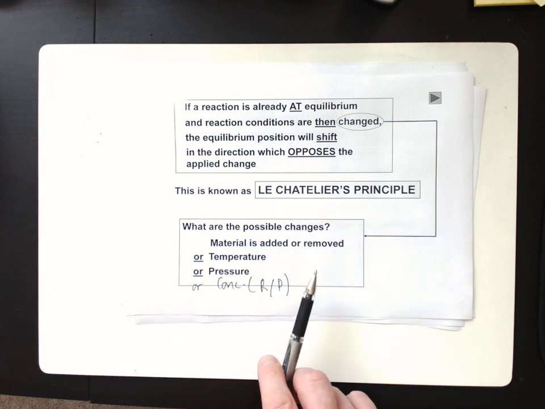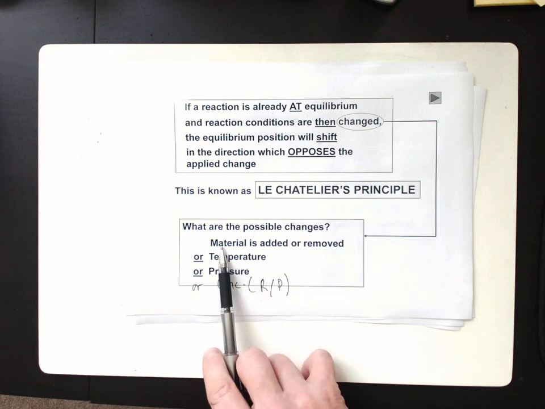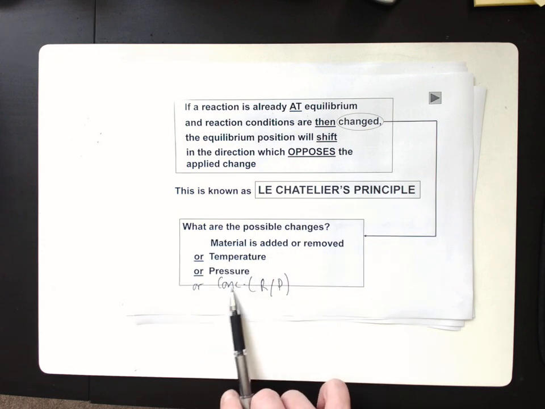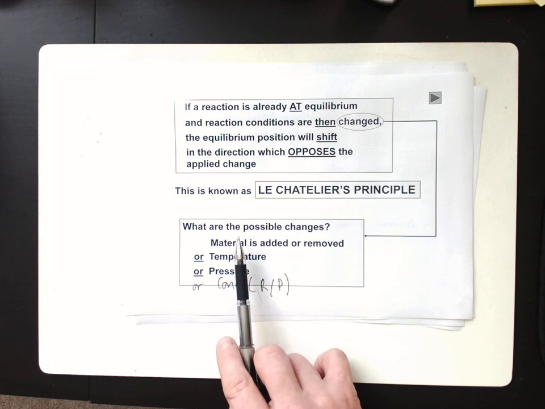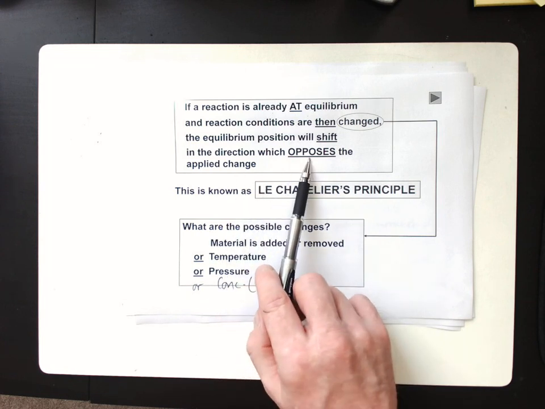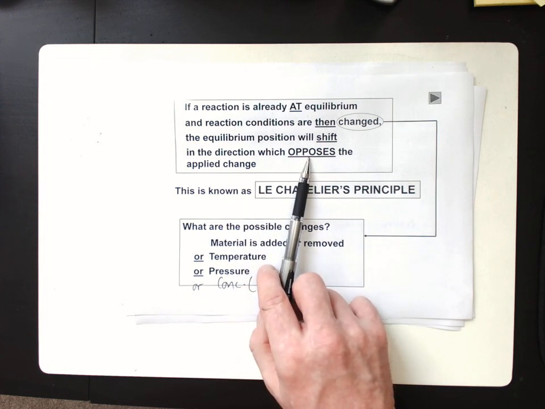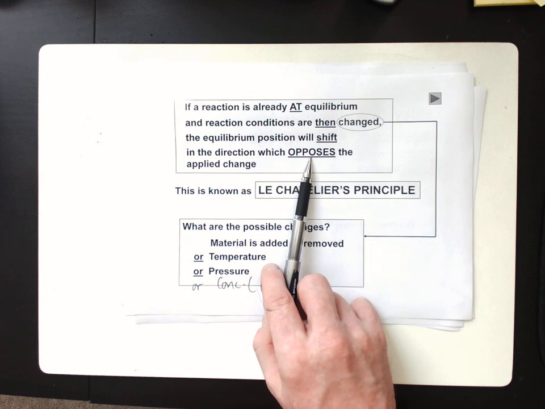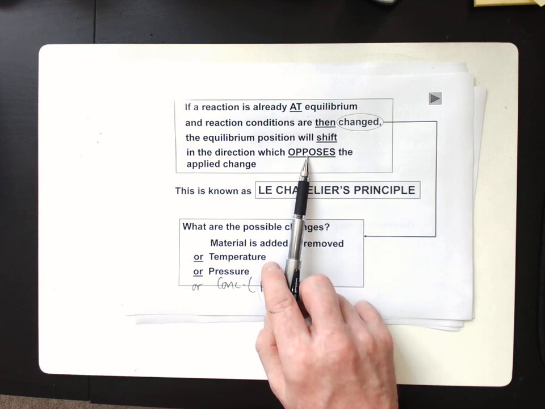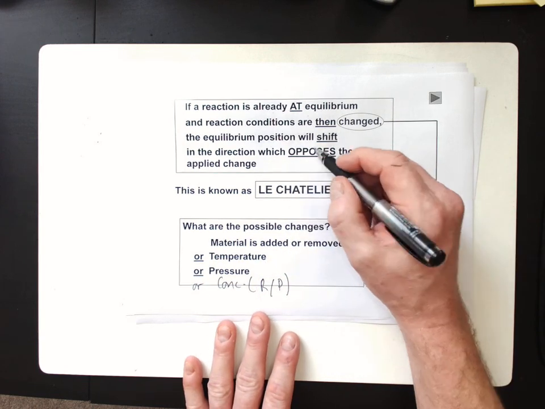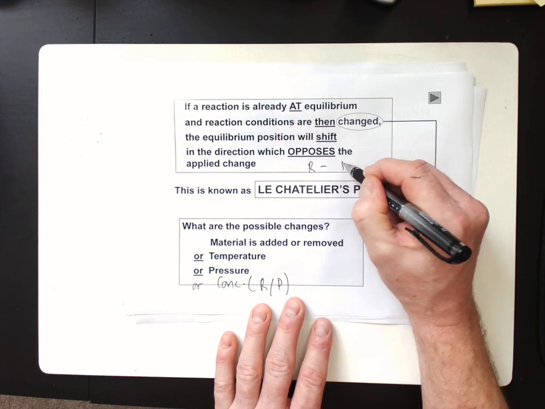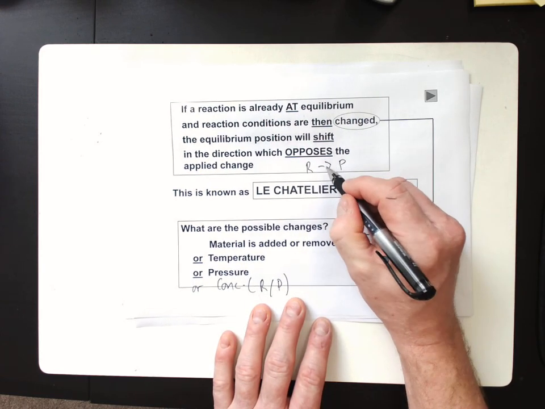Now, that is called Le Chatelier's principle, after the French scientist who developed the idea. Sorry, I've actually got material added and removed here, which is the same as what I've written down here. Now, what does that actually mean? Well, it means that, for example, with regards to adding or taking away material, the equilibrium will shift to oppose the change. So in other words, if I add some material, the equilibrium will shift to oppose or to remove the material. So let's say, for example, reactants to products again.